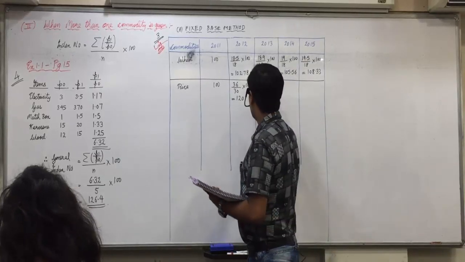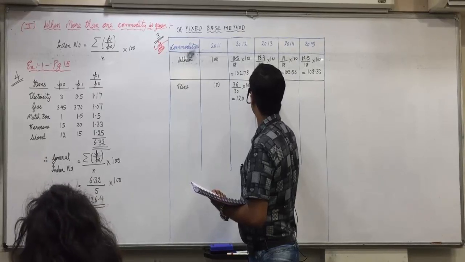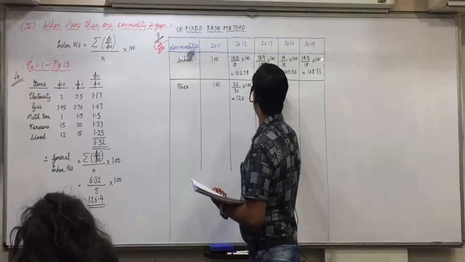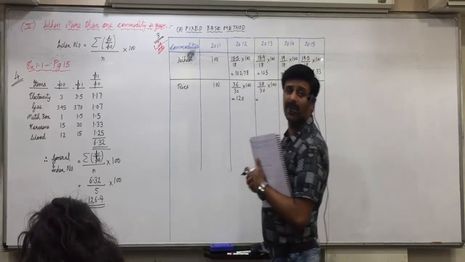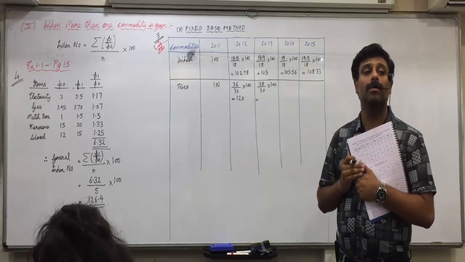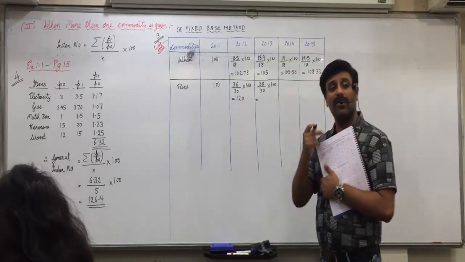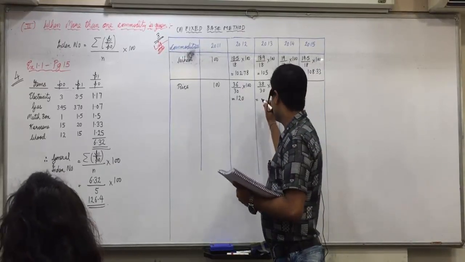114. How do you get that? 38 divided by 30 into 100. So how much does that come to? 126.67. Did you divide by 36 or 30? 30. So where did you get 114?